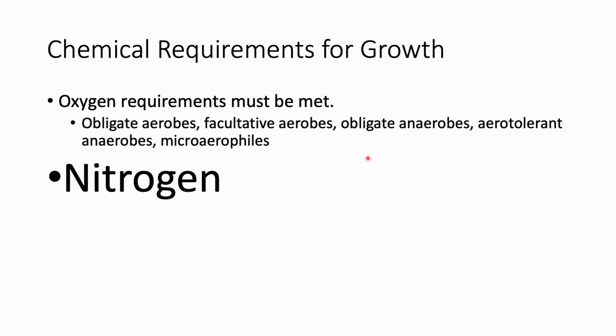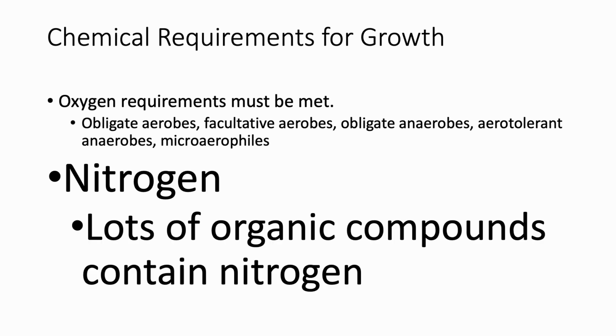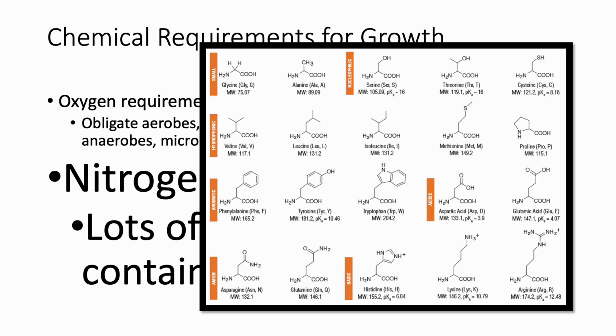Our next chemical requirement for growth after oxygen, now we have nitrogen. And nitrogen is a very important building block because nitrogen is in a lot of organic compounds. So we'll see a couple examples on the next couple slides. Example 1, does anybody know what these are? And I'll save you from counting them. There are 20 of them.